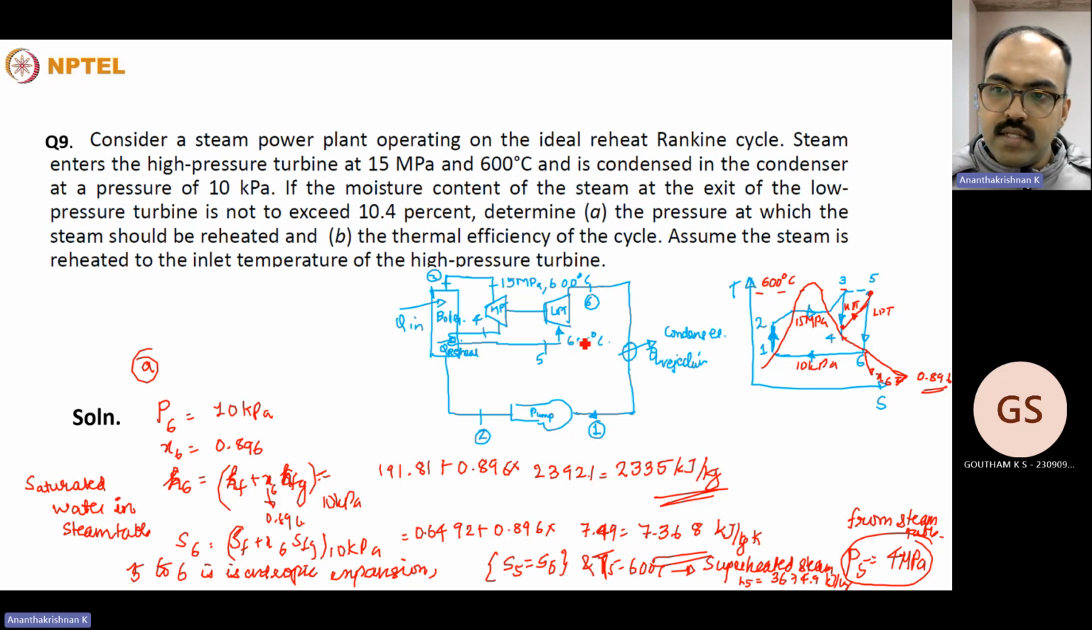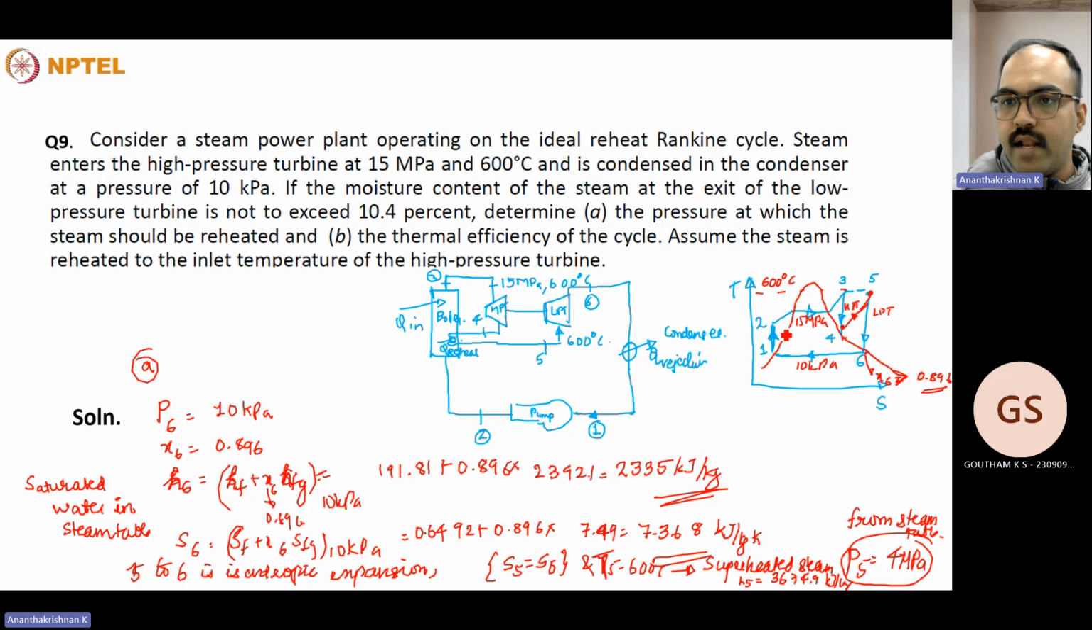So for 600 degrees Celsius and the entropy of state 5, which equals that of 6, we correspondingly get a pressure that will be 4 megapascal. And since this is a constant pressure heat addition process in the reheat process, it will have the same pressure throughout the process. So that is the first part of the problem.